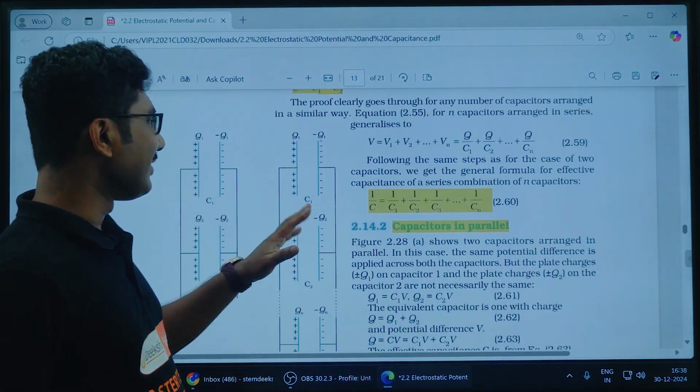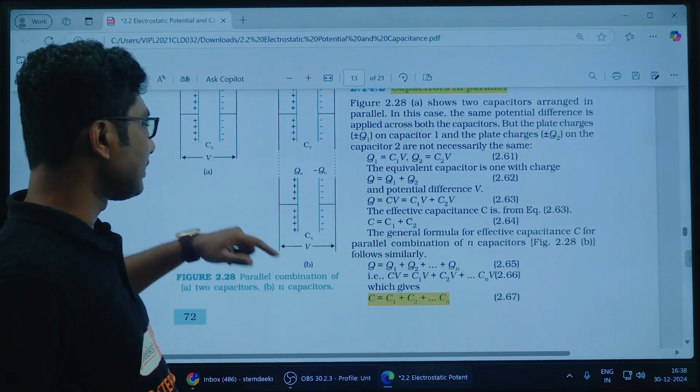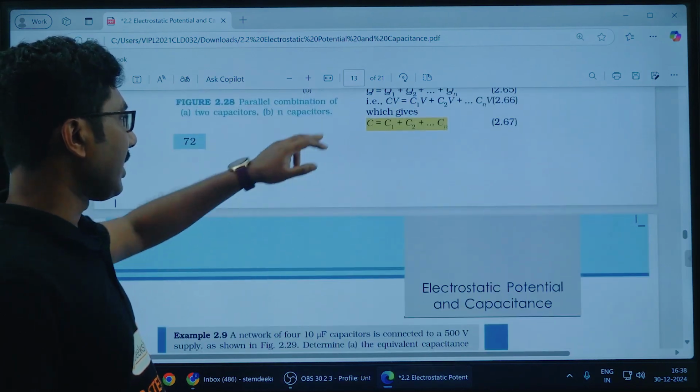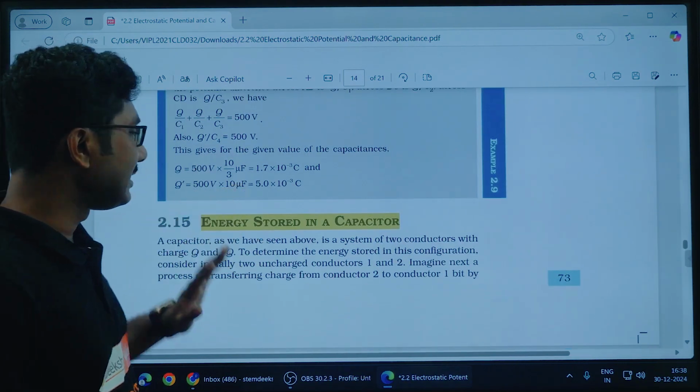Now, parallel is very easy, especially for capacitors. This is just the addition of all the capacitances, so simply you can find it. And what else? Energy stored in a capacitor.